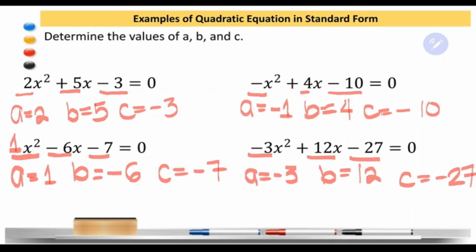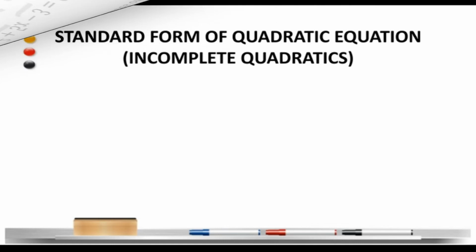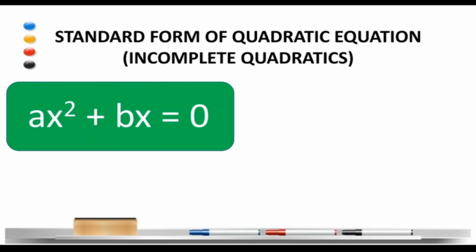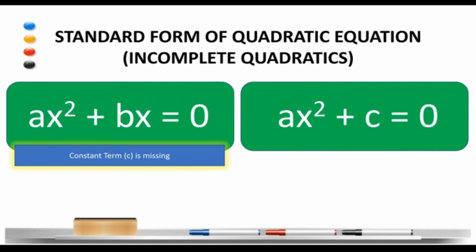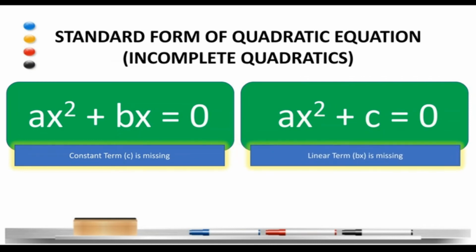A quadratic equation lacking the linear term, the constant term, or both is called incomplete quadratics. It can be in the form ax squared plus bx is equal to 0, where the constant term c is missing. It can also be in the form ax squared plus c is equal to 0, where the linear term bx is missing.